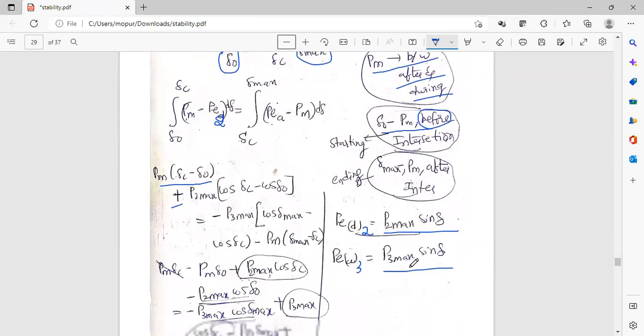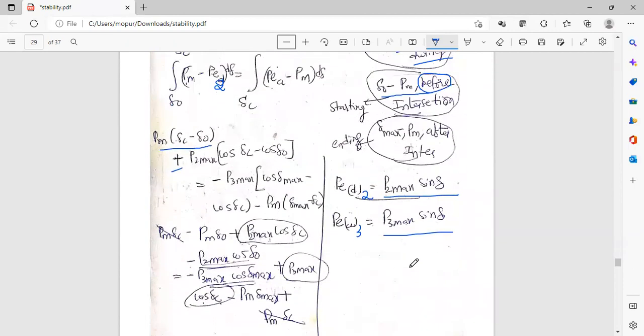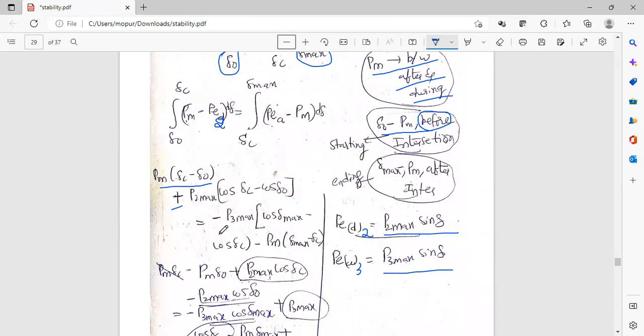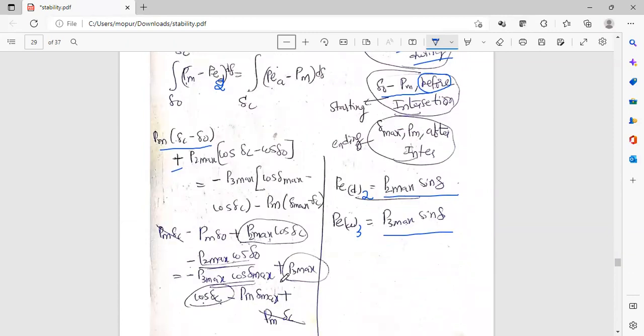Okay, now see here, we had derived till here, right? Now if you multiply this PM with delta C: PM into delta C minus PM into delta naught plus P2max cos delta C minus P2max cos delta naught is equal to minus P3max cos delta max plus P3max cos delta C plus P3max cos delta C minus PM delta max plus PM delta C. This PM delta C gets cancelled.